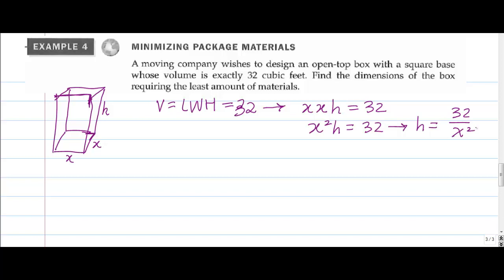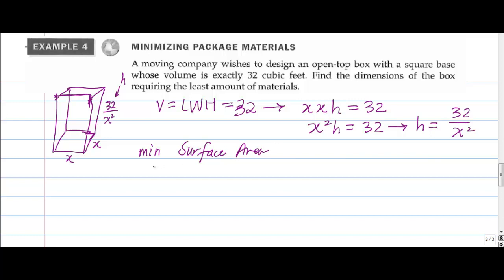Okay. So instead of writing h, I'm putting everything in terms of x. So now I can write the height as 32 over x squared. Okay, and this again is the height. Alright, and then it says find the dimensions of the box requiring the least amount of materials. So I want to require the least amount of material. So that's the surface area. So we want to minimize the surface area.